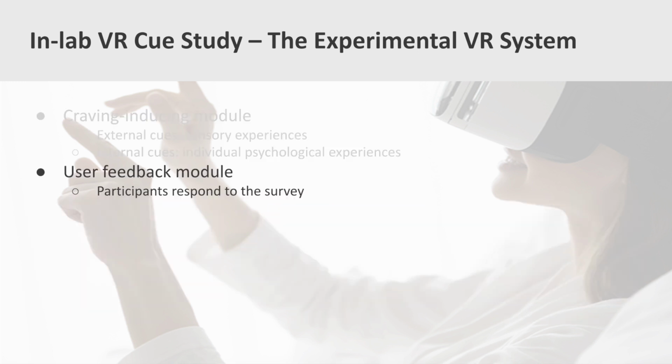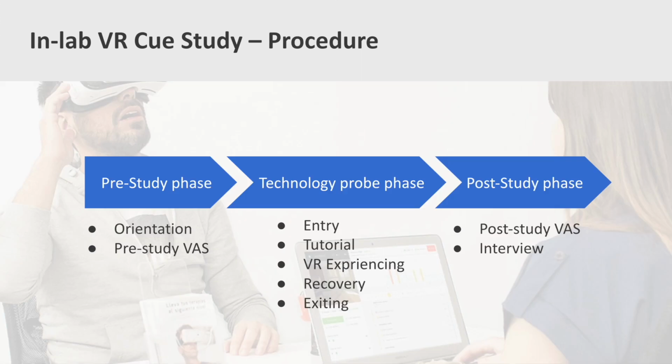The other is user feedback module. The participants use VR controller to respond to the survey to determine the strength of the cravings and realism of a scenario. All the participants followed the same study procedure.